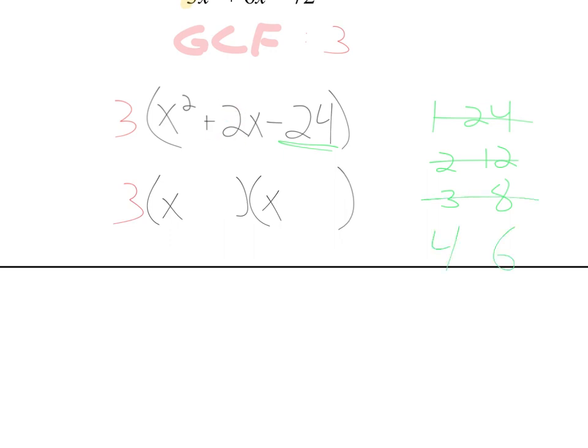4 and 6, let's see, 4 minus 6 is negative 2, but 6 minus 4, so if there's a positive 6 and a negative 4, that would give me 2. So x minus 4 and x plus 6 is going to be the winning combo. Negative 4 times positive 6 is still a negative 24, and negative 4 plus 6 gives us that positive 2. Big mistake on these problems is some people will forget to bring that 3 down, so please be careful with the GCFs.